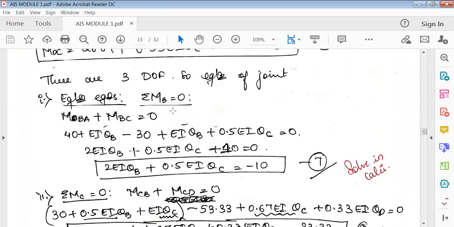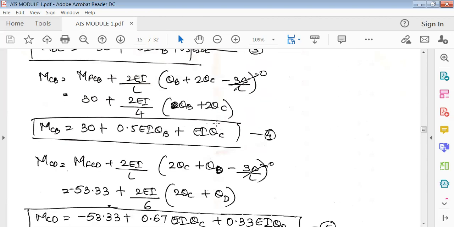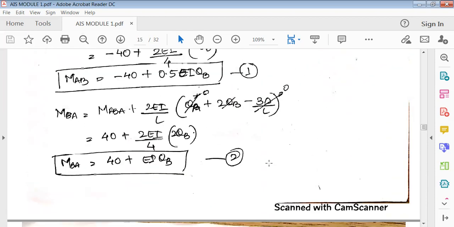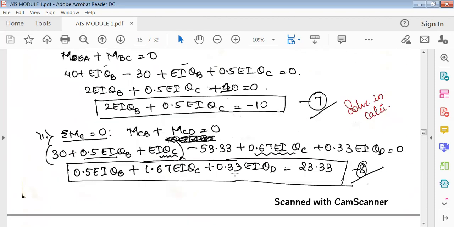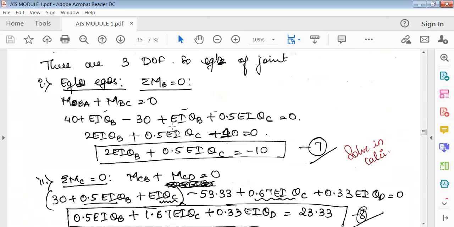Okay, so the first equation is moment about B is equal to 0. There are two members connecting the joint, that is MBA and MBC, and that equates to 0. MBA and MBC we have already calculated. So MBA is equation 2 plus equation 3. That is what I've written here. And when you're writing this equation, be careful with the negative sign also. So write both the equations equal to 0. Again, keep it in the simplified and sequential form.